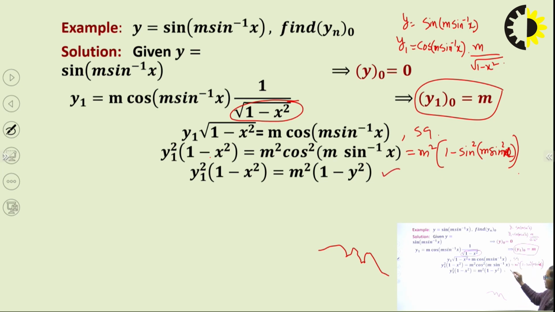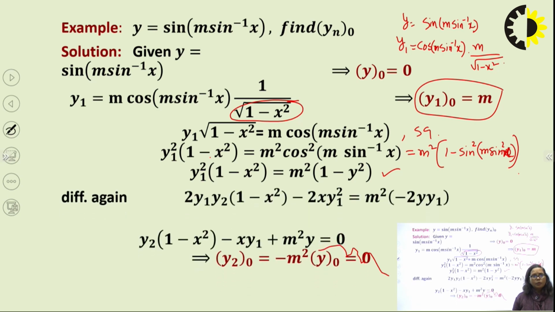After getting this expression, what is the next step? We differentiate it again to get y2. So again we start differentiating, on the left hand side. We apply the product rule: 1 minus x square as it is into the derivative of y1 square, which is 2y1 y2, minus the derivative of 1 minus x square, which is minus 2x, into the second function y1 square as it is.